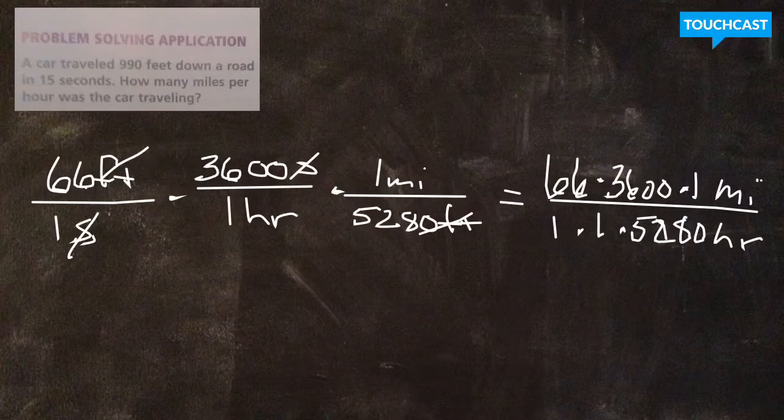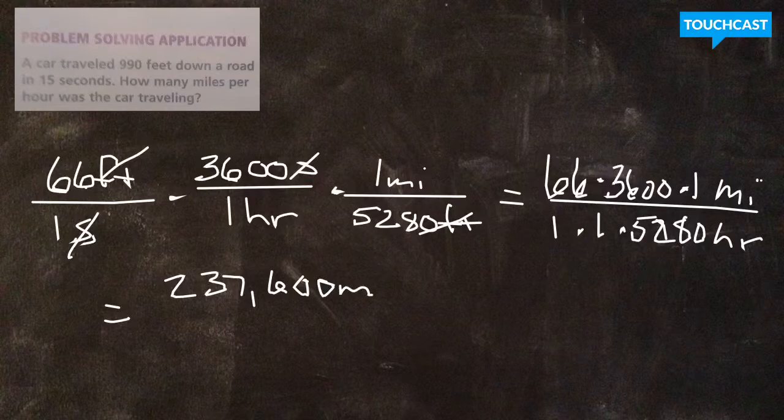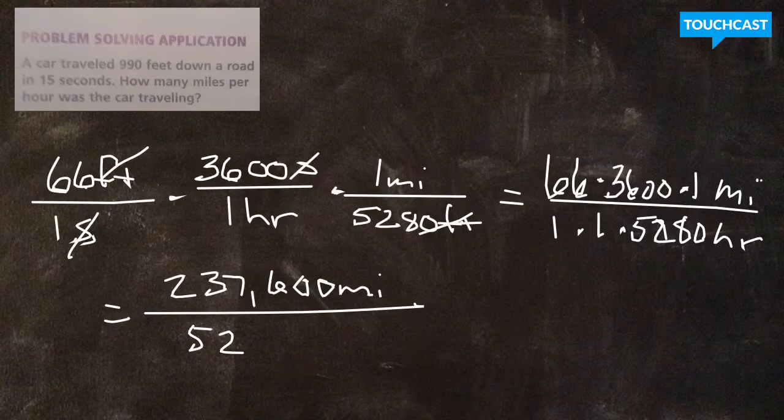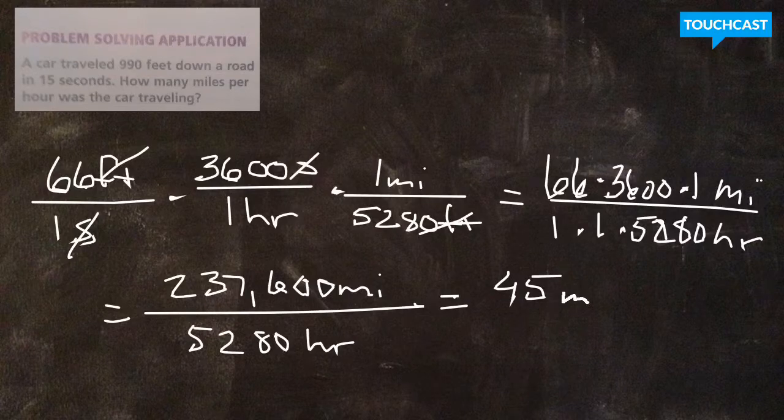Now, 66 times 3,600 times 1 is 237,600 miles in 5,280 hours. But we just want to know how fast they were going in 1 hour in a unit rate. So we can divide the 237,600 miles by 5,280. That's going to give us 45 miles per 1 hour.